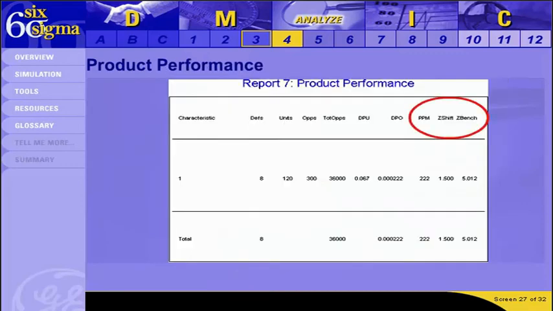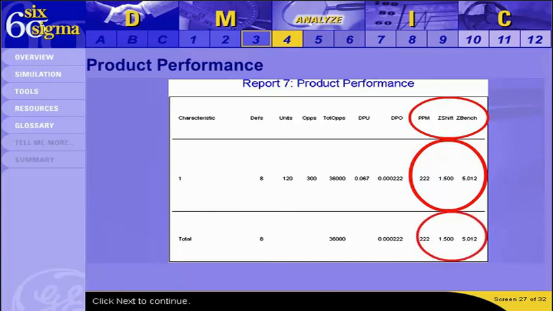If you look at the headings, you will see some familiar labels. The ppm, which also corresponds to the defects per million opportunities, the Z-shift, and the Z-bench. The data shown in the middle part of the report shows these factors for each characteristic tested. If there were multiple characteristics, there would be more than one line here. The bottom line shows the total for all characteristics, which in this case is the same as the one characteristic tested here.